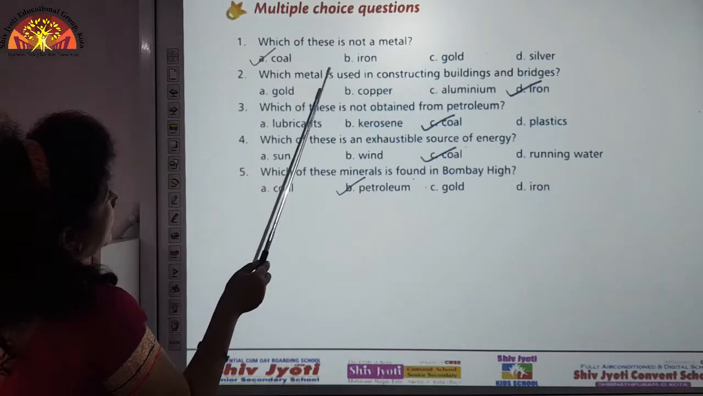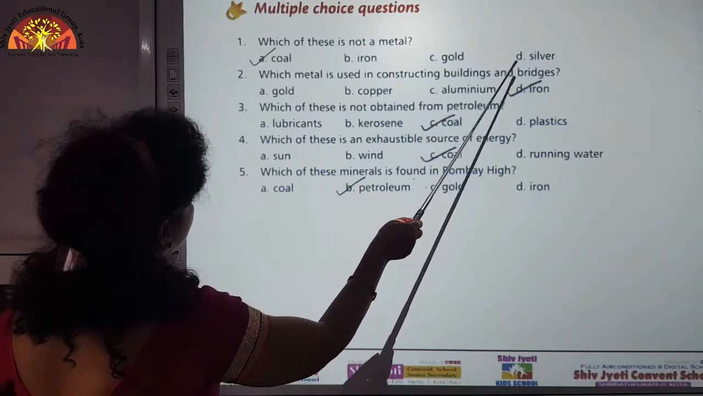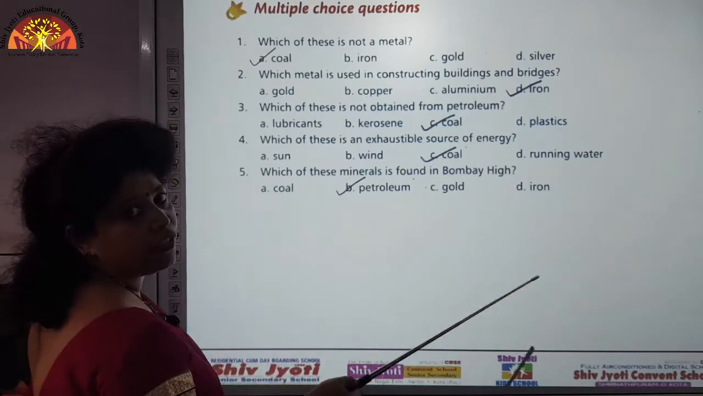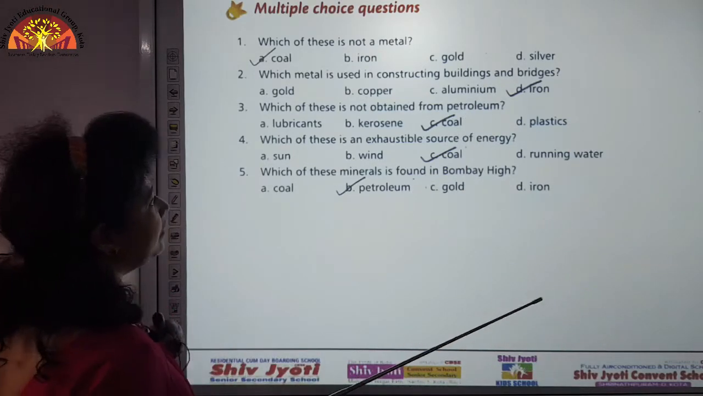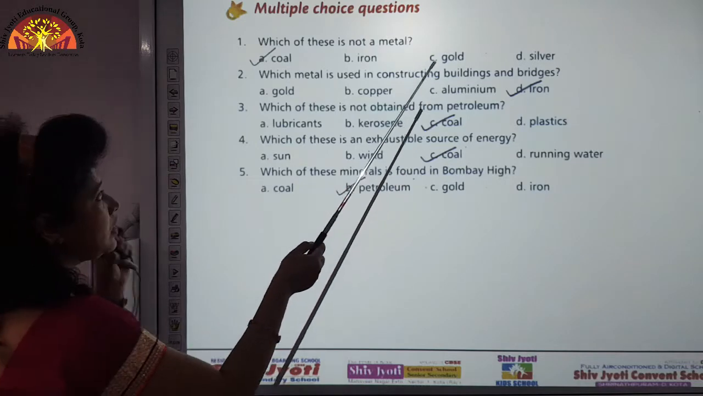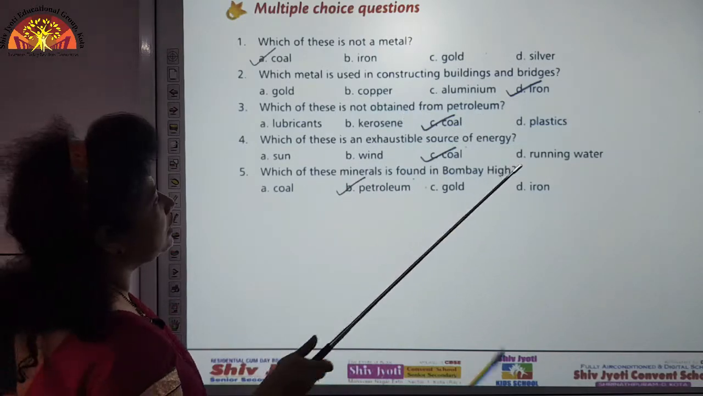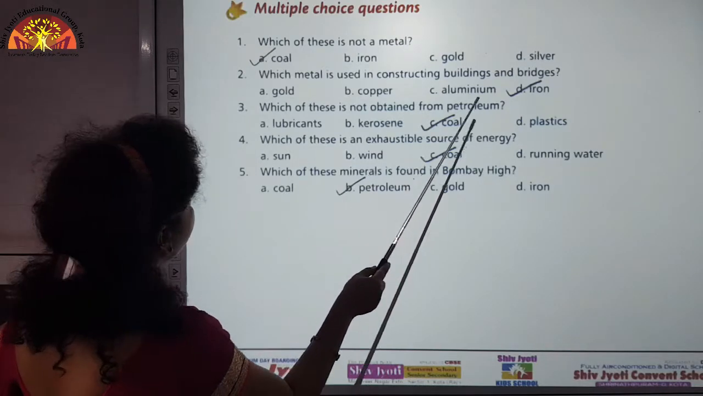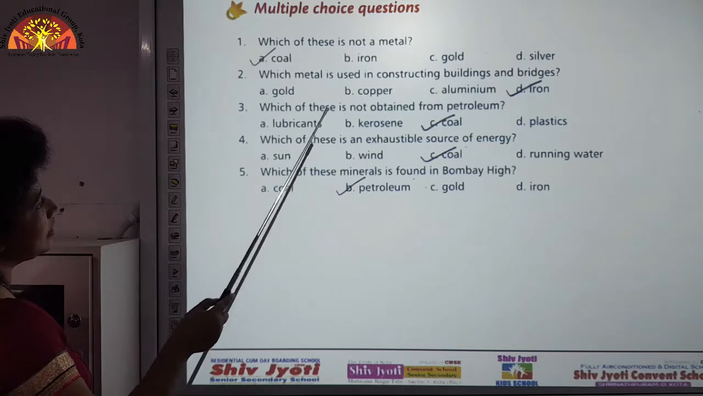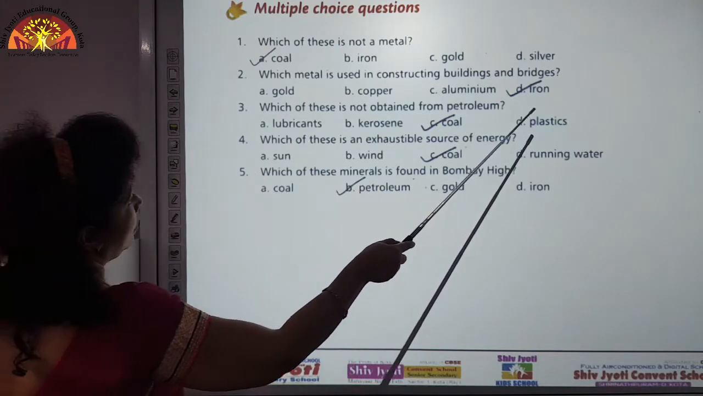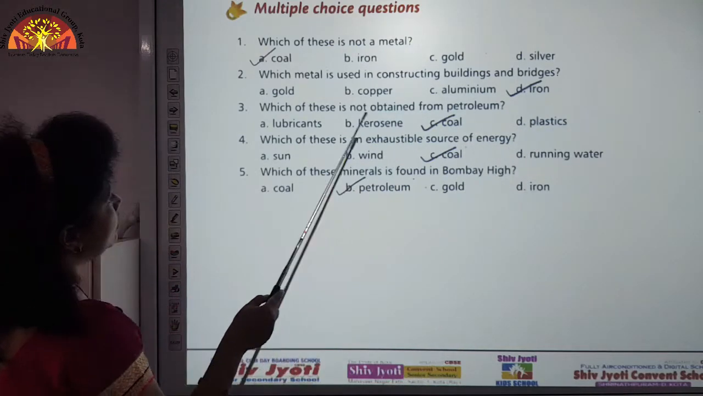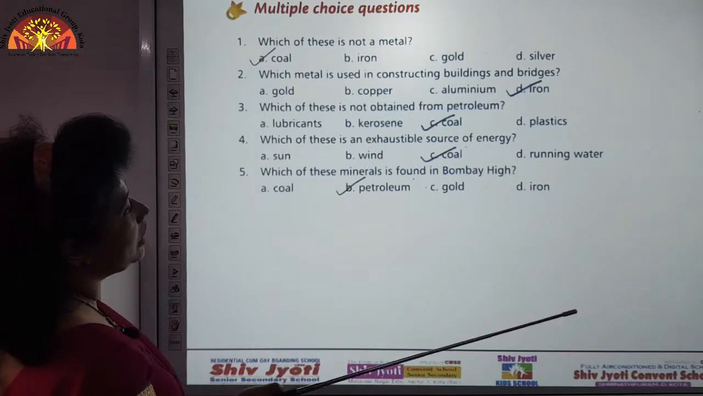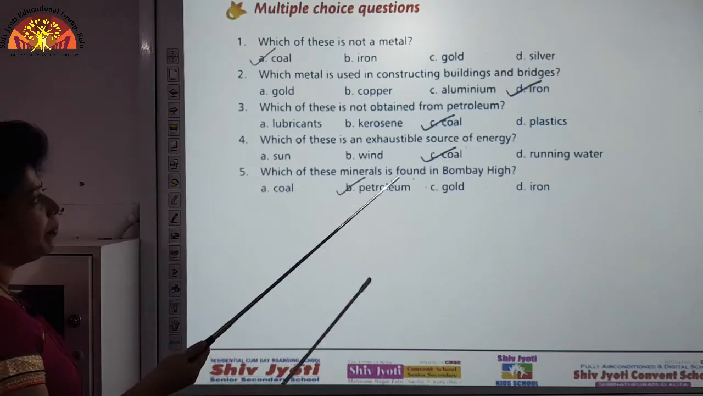Question 2, which metal is used in constructing buildings and bridges? Like I had explained before, iron is one of the strongest metals. Because of that, when it comes to constructions of buildings and bridges, we will actually use iron. Question 3, which of these is not obtained from petroleum? You have lubricants, kerosene, coal and plastics. So, plastics, kerosene and lubricants are all obtained by refining petroleum and coal is a non-metal.